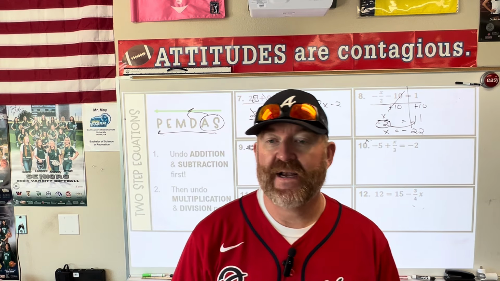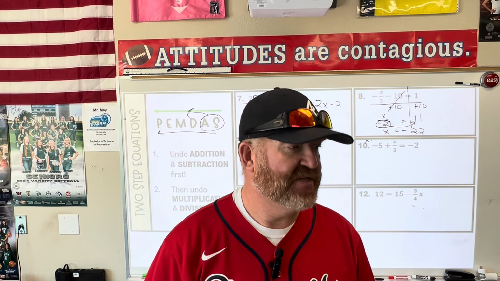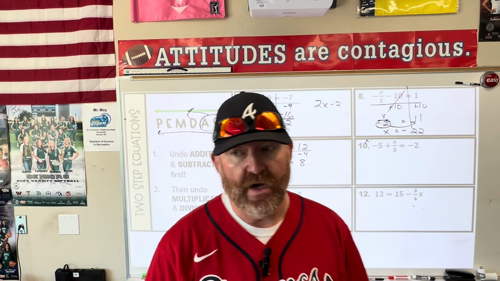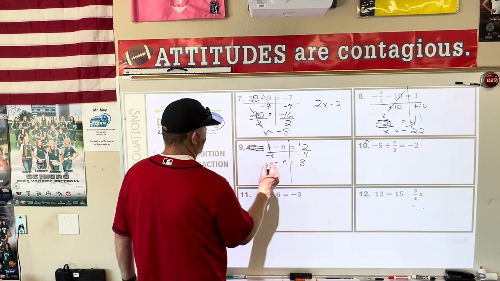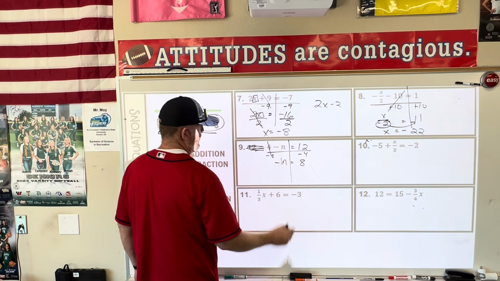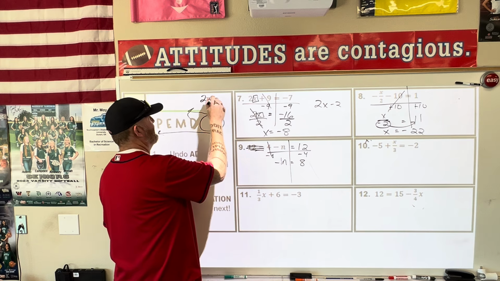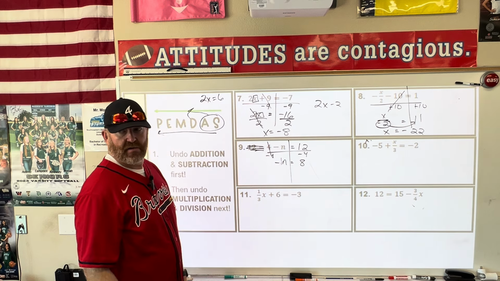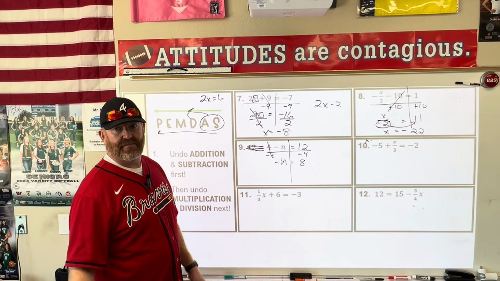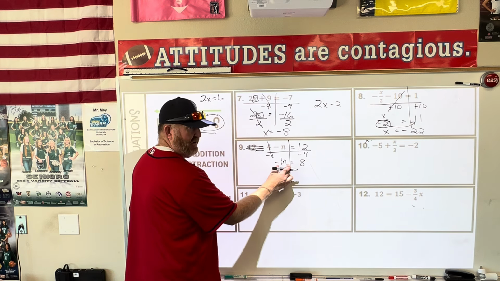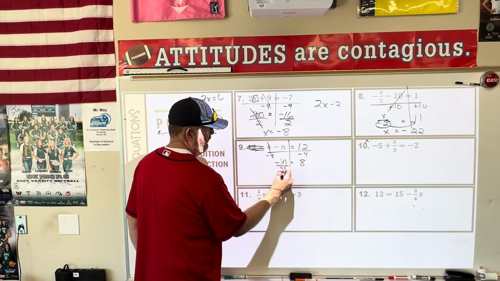Hold on. What is the number in front of the letter if there is no number? It's a 1. So if I wrote it like this, now what do I do? Hold on. If you had to solve this, 2x equals 6, what would I do? I would divide by 2, right? So why is this different? I'm just going to divide by negative 1.